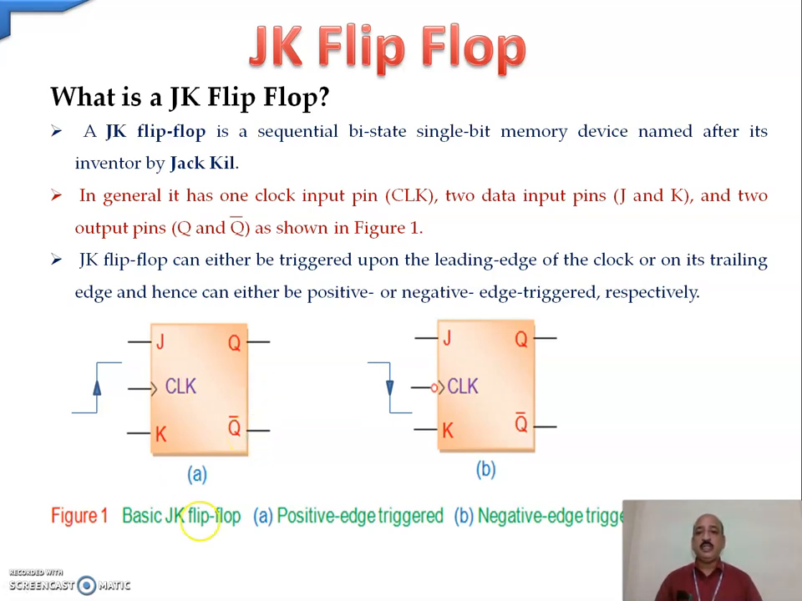Here you can find two types of JK flip-flops: the positive edge triggered JK flip-flop and the negative edge triggered JK flip-flop. A positive edge triggered JK flip-flop is one where the output changes when the clock pulse moves from low state to high state. If the output changes when the clock pulse moves from high state to low state, then it is called negative edge triggered. Here a bubble is represented, which indicates it is a negative edge triggered clock JK flip-flop.